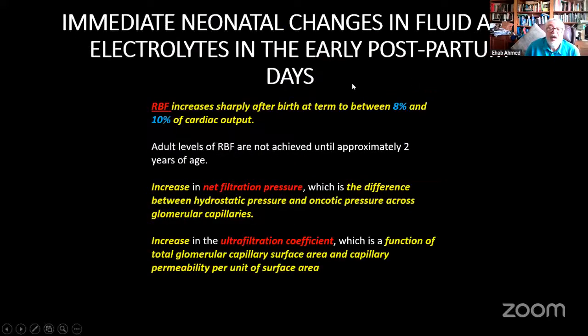So next time we'll continue by talking about what are the immediate neonatal changes in fluid and electrolytes in term and in preterm babies. And then we'll talk about the requirements, the different disorders that affect fluid and electrolytes and how we can manage them. So I'm going to stop at this point and need to hear questions if you have any questions.